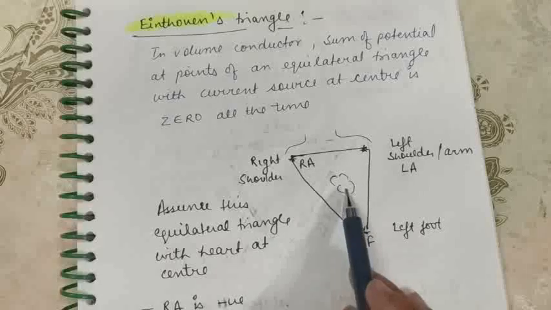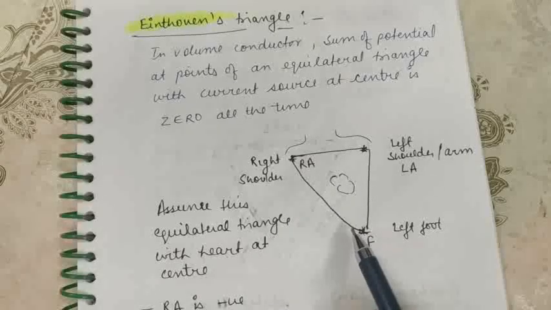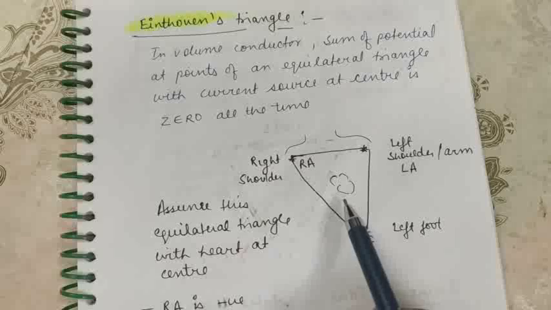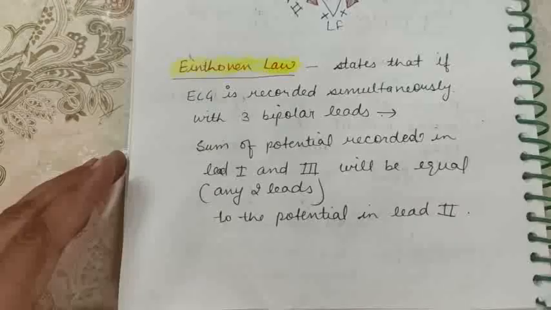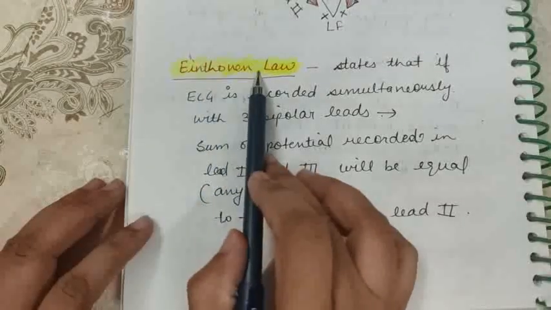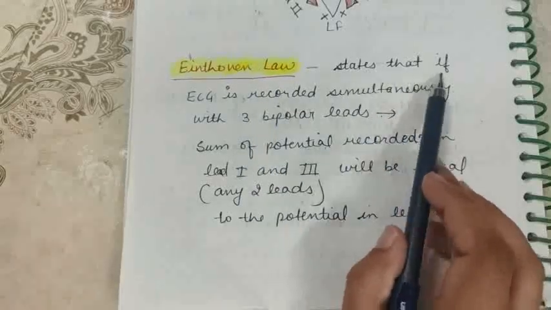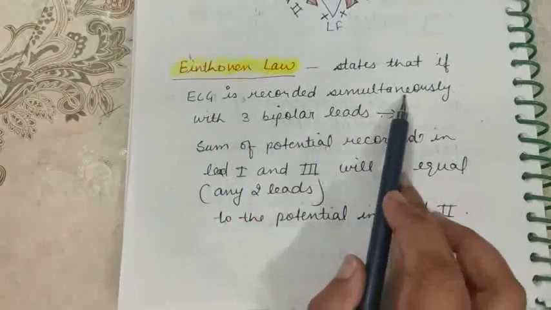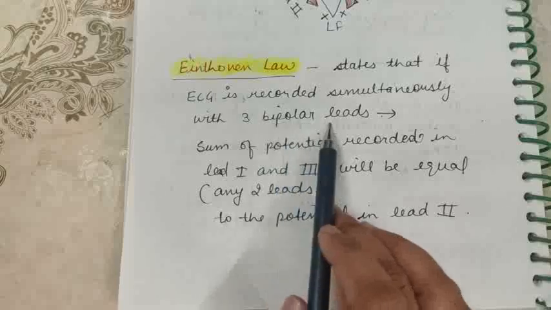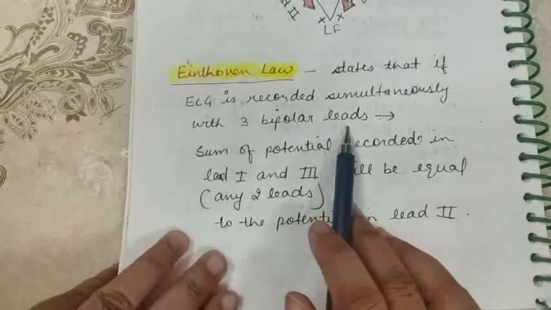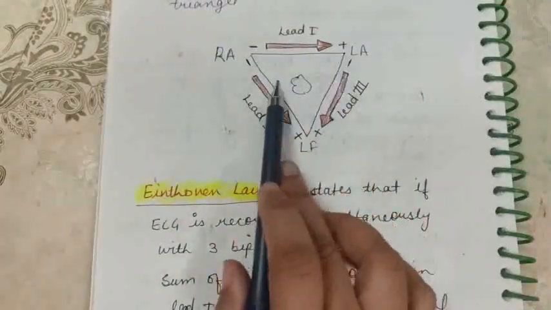Using this Einthoven triangle, bipolar recording of ECG has been measured. He also gave Einthoven's law. He states that if ECG is recorded simultaneously with 3 bipolar leads, what are those 3 bipolar leads? Taking the Einthoven triangle, all sides.